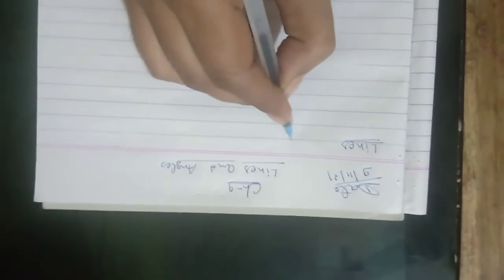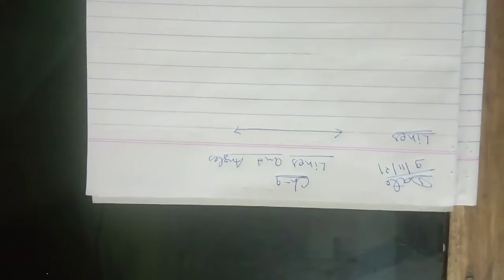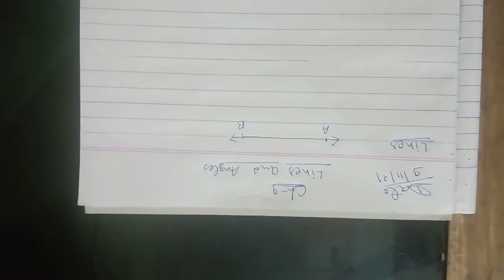Now, this representation is a line. A line is a set of dots which goes endlessly in opposite directions. These arrowheads tell us that the line is going endlessly in both directions. It is never ending. We can name the line with any letters of English, like A and B. So this is a line.